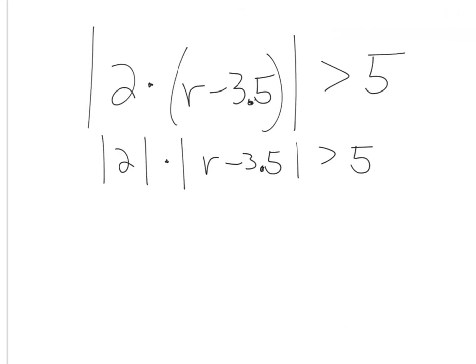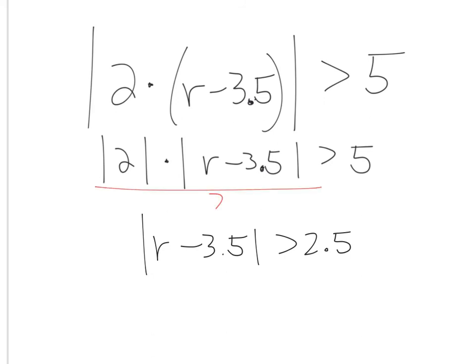And what's the absolute value of 2, simply? 2. So let's divide both sides by 2. Okay, again, divide by 2, divide by 2. And now what we notice is that we can use a starting point and we can use a deviation. We have both listed here.